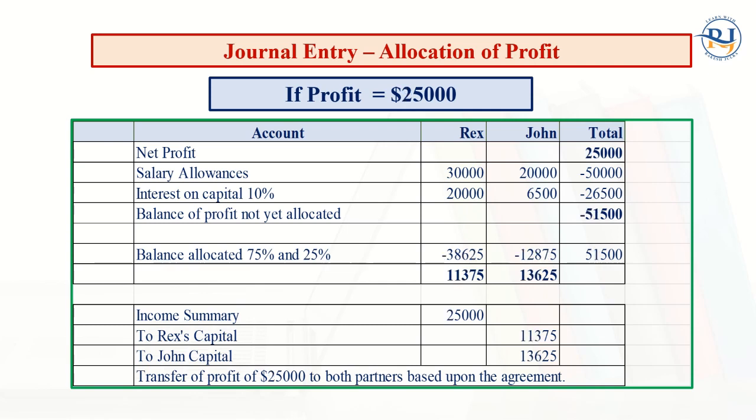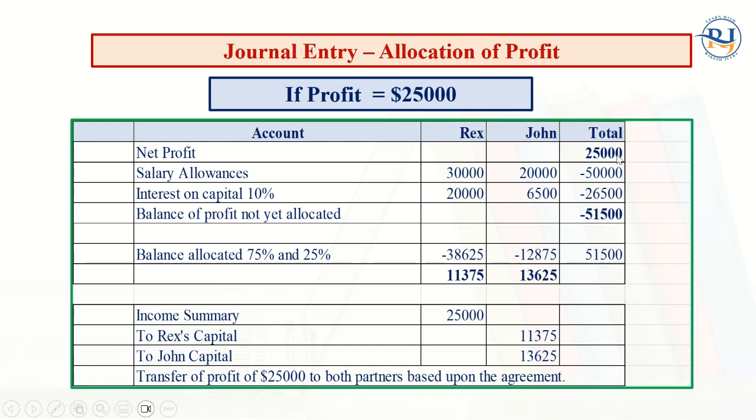Now, the second scenario. If the profit is 25,000, then exactly the same way, salary allowances will be distributed among Rex and John as decided. 20,000, 65,000 interest on capital as decided. Then we will have allocation on the basis of 75% and 25%. That allocation will be for the loss.